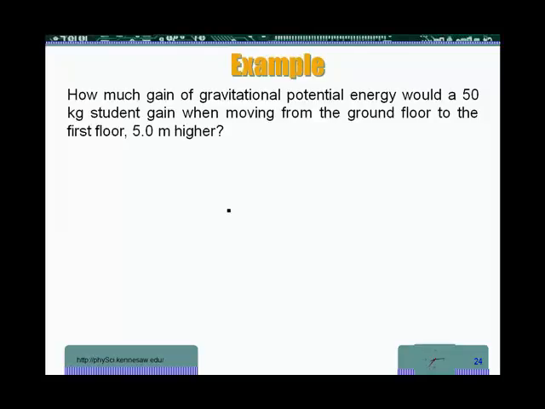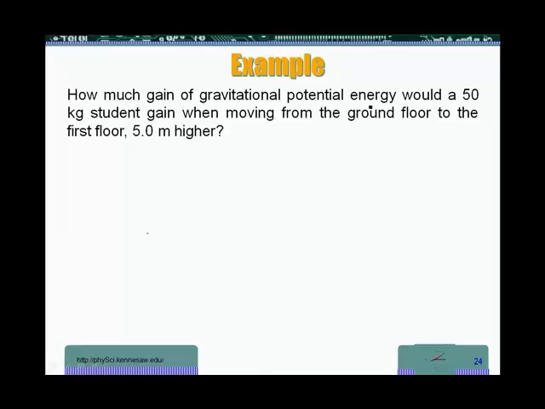Okay, now let's take another expression. How much gain of gravitational potential energy would a 50 kilogram student gain when moving from the ground floor to the first floor, 5 meters higher? What's interesting in dealing with gravitational potential energy, you worry about the initial point and the final point. You don't worry about the path taken. And when you worry about the initial point and the final point, you worry only about the change in height. You don't worry about horizontal displacement.